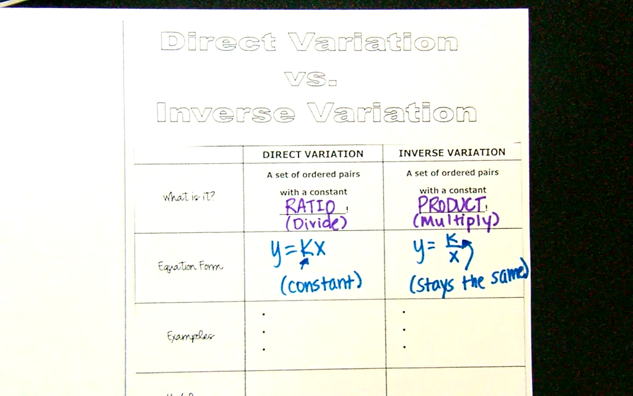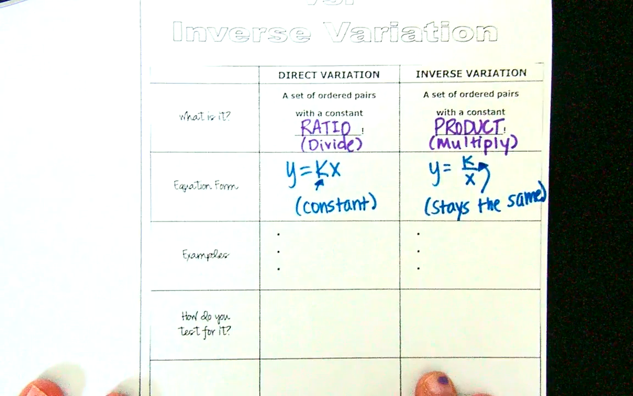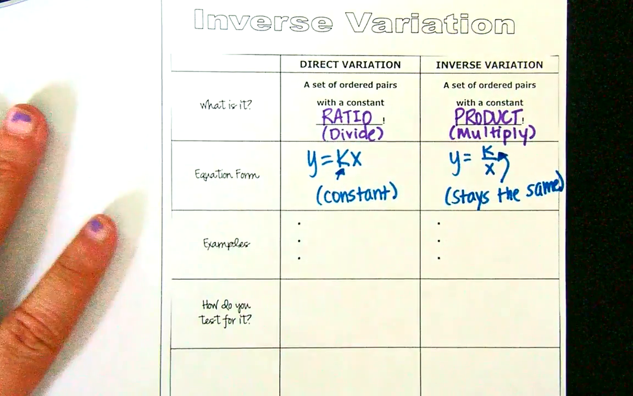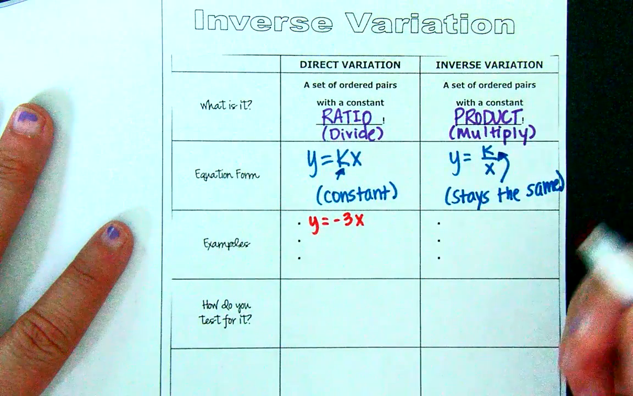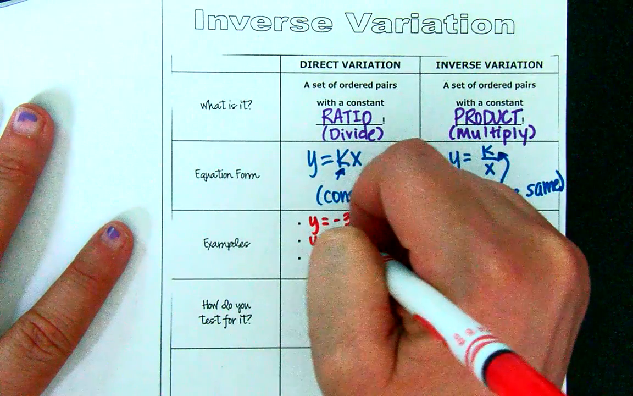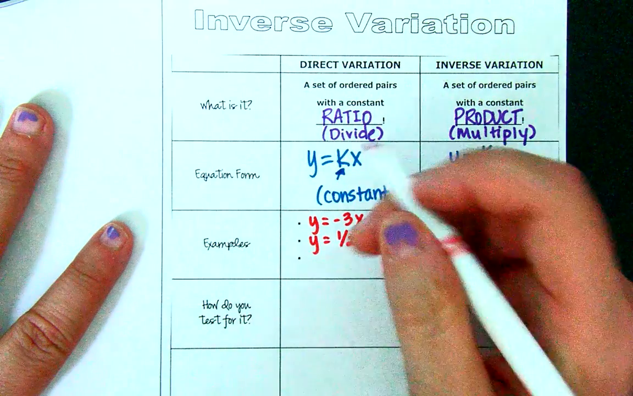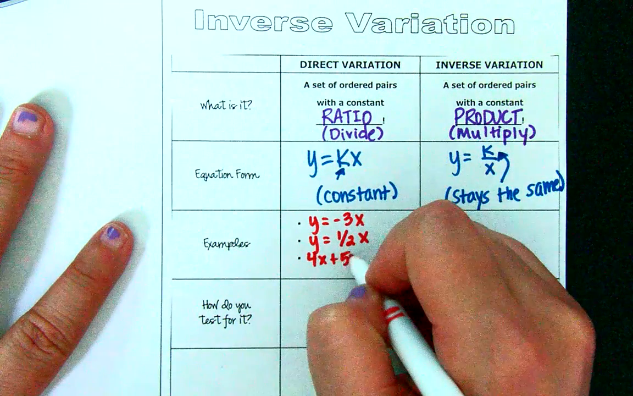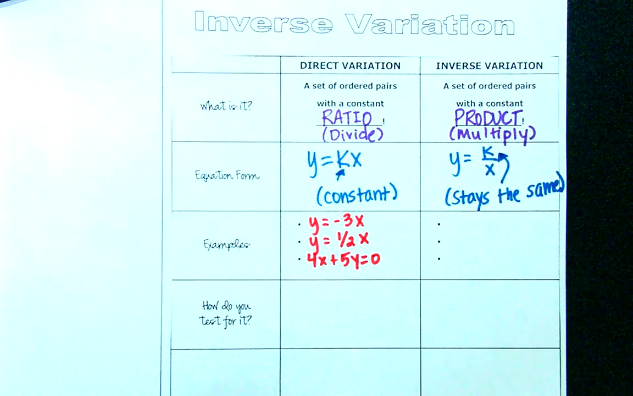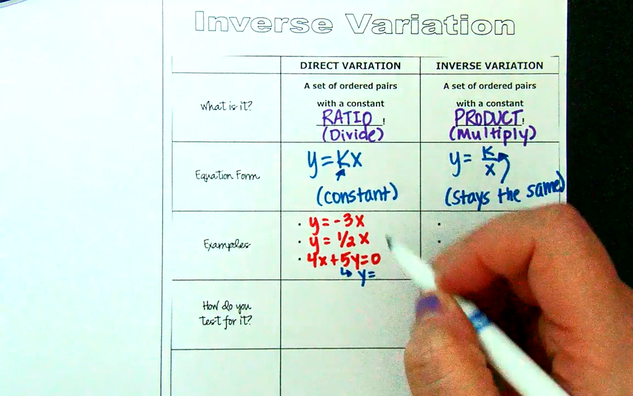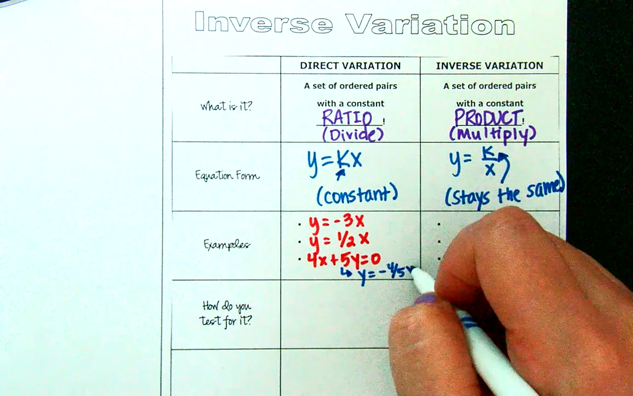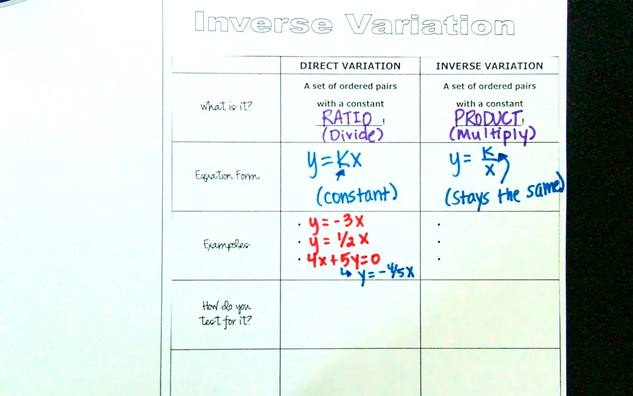So, let's look at some examples. For direct variation, an equation would look like y equals negative 3x, or y equals 1/2 x, or even 4x plus 5y equals 0. Because if I was to solve that to get y by itself, it would be y equals negative 4/5 x.